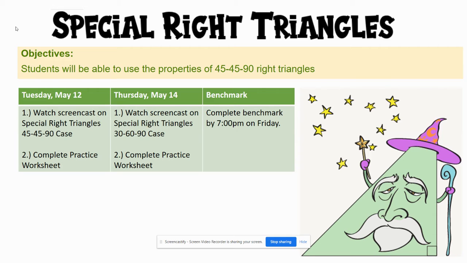So make sure you complete those worksheets. It's very, very important that you complete Tuesday's practice and Thursday's practice because you want to make sure you understand each of the cases. So if you're getting a lot of the practice problems wrong, you'll be able to figure out which case you might have questions on.